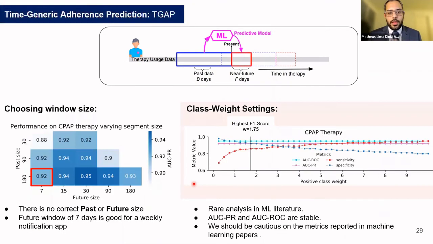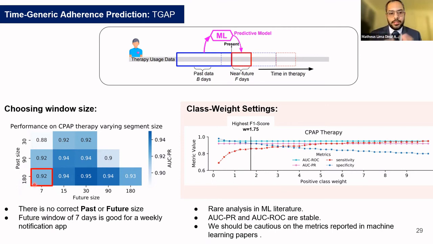So it is important to tell that there is actually three main parameters in this approach. The first two, I already told you, is the past size and the future size. We showed here how good is the model when we vary the future part and the past part. And I highlight here that I choose to use 180 days to predict the next 7 days.